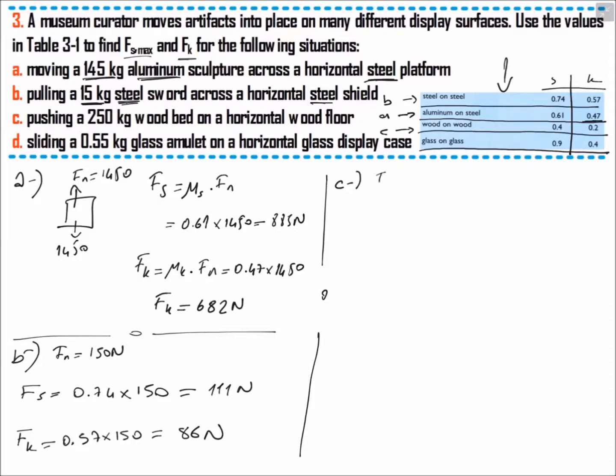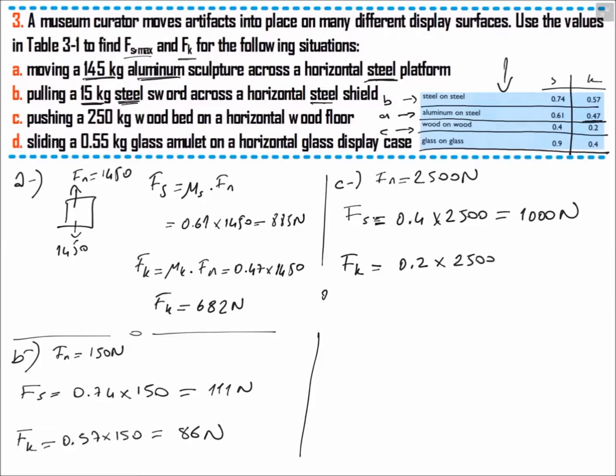So here our Fn will be 2500 Newton. Fs equal mu s times Fn. So mu s for the C, 0.4 times 2500. 0.4 times 2500 is 1000 Newton. Fk is mu k times Fn. So 0.2 times 2500, it will be 500 Newton.